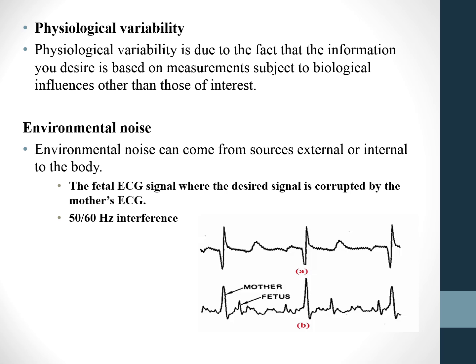Now, an example of external noise is 50 to 60 Hz interference. Whenever there is noise due to 50 or 60 Hz line interference, it is considered environmental noise and it is external to the body.